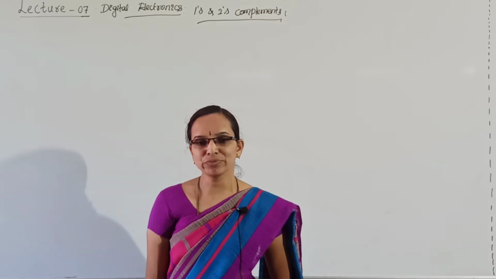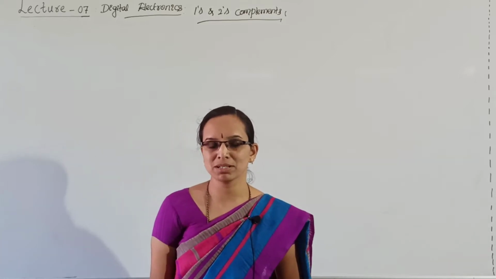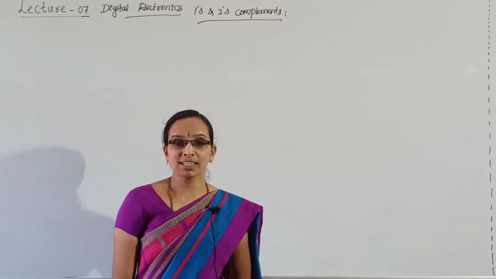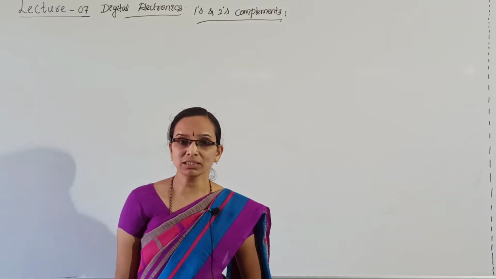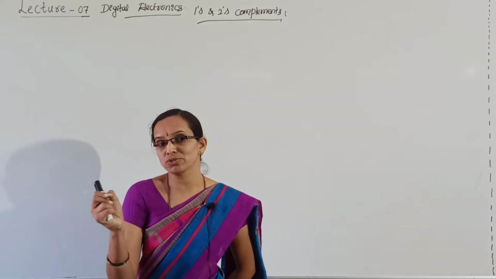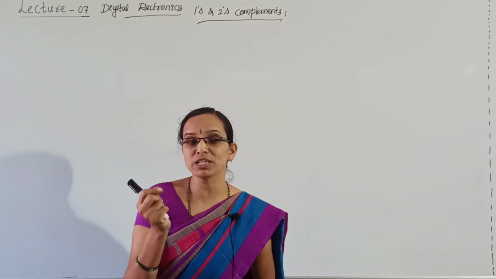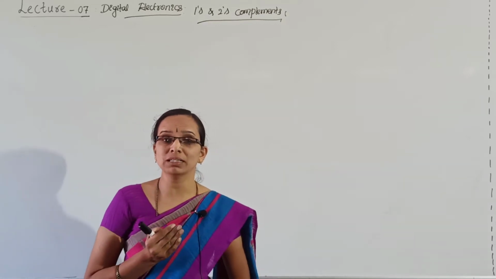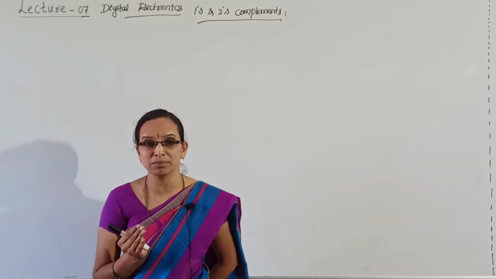In the last class we studied signed binary numbers and how to represent them. In the sign magnitude notation we learnt that the MSB is 0 for positive binary numbers and 1 for negative binary numbers. And there are some more methods to represent signed binary numbers.